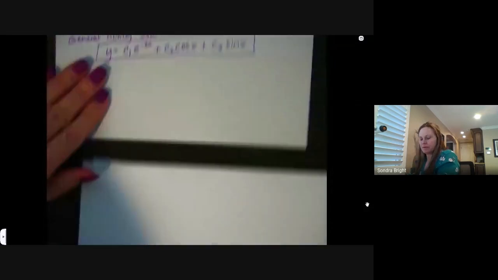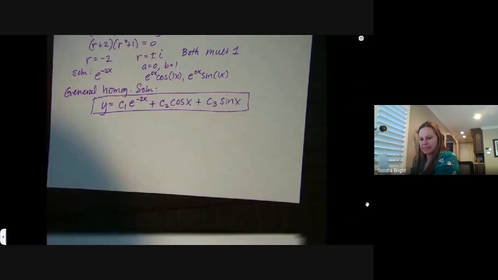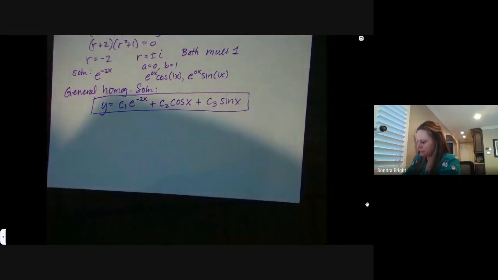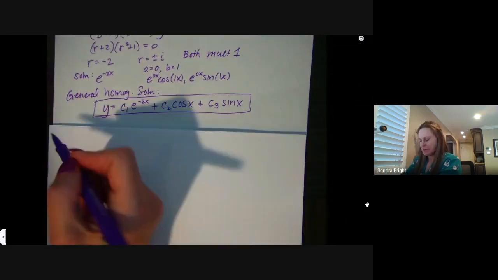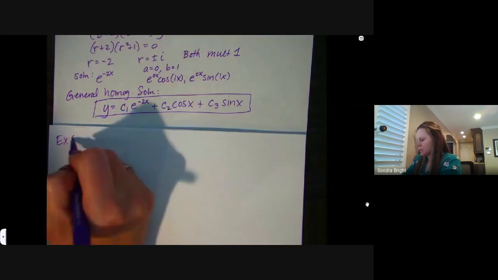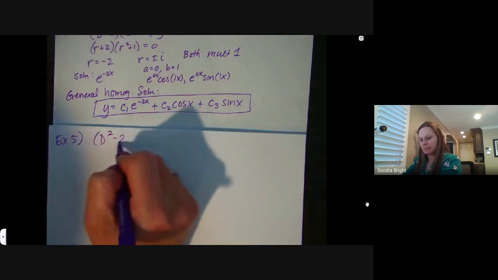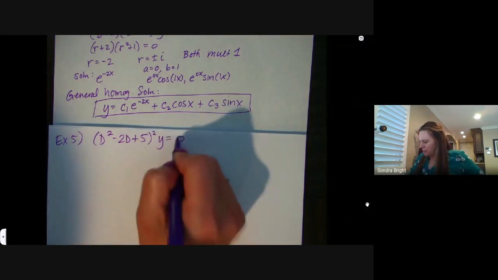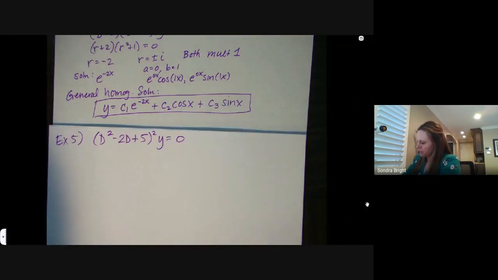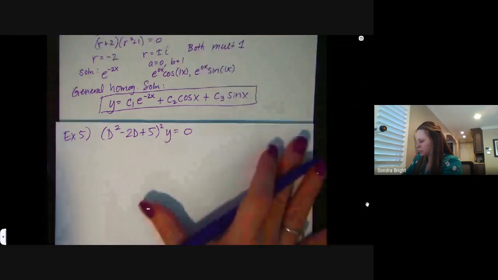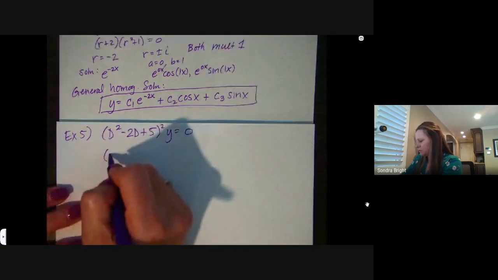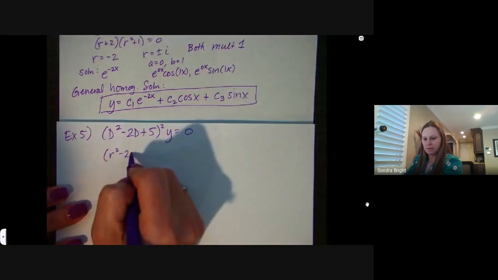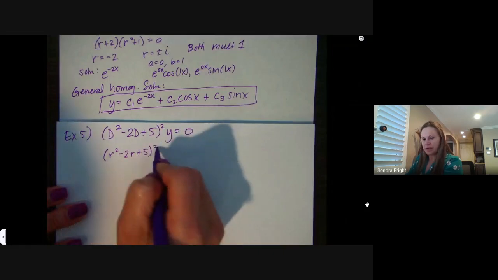All right, example 5. How about d squared minus 2d plus 5 quantity squared operating on y equals 0? All right, so your auxiliary equation would just be r squared minus 2r plus 5 squared equals 0. That means you're going to have a multiplicity of 2 here.